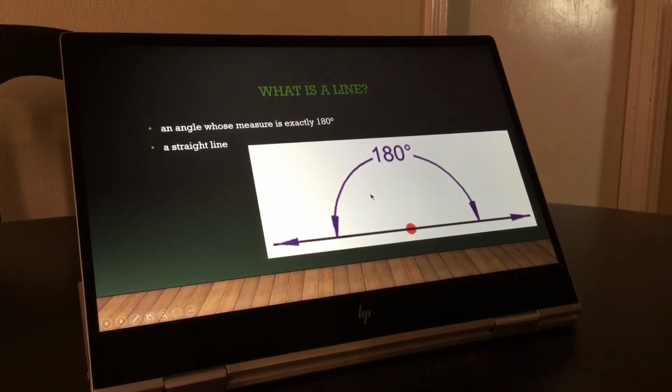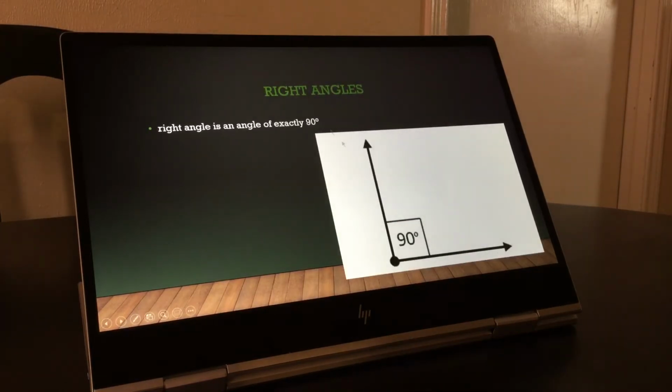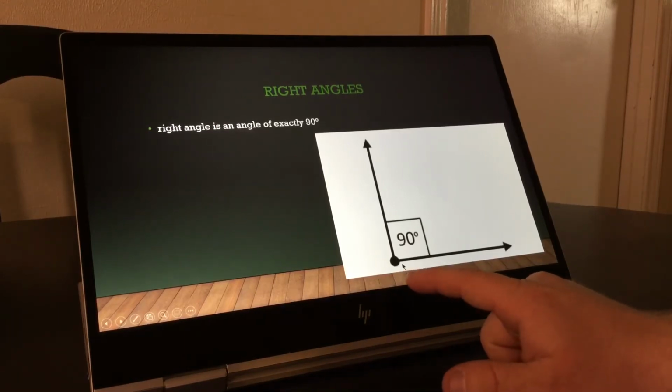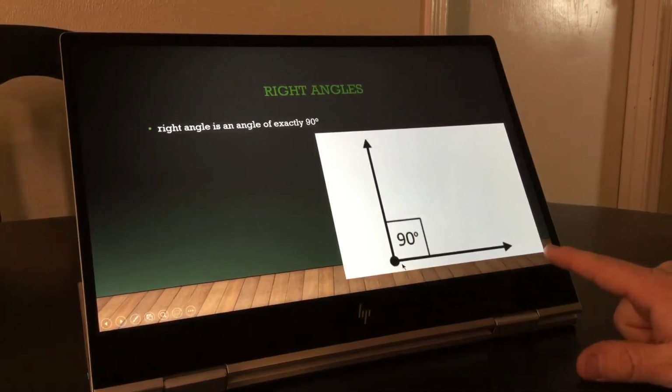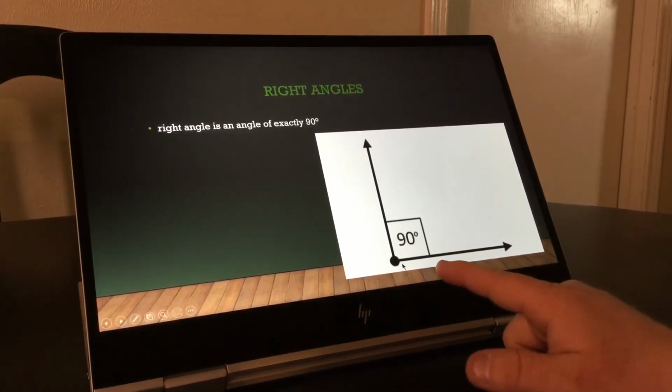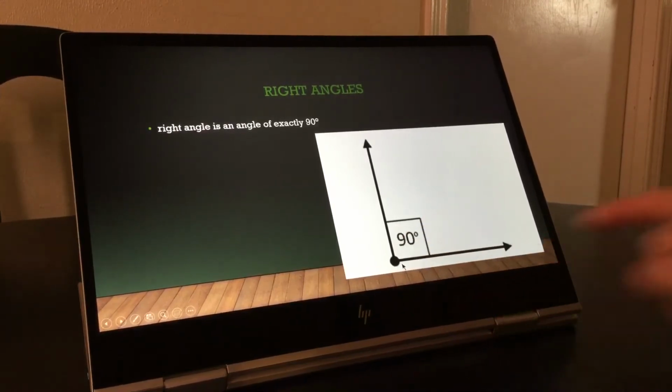So now we have a little bit of a basis. So a right angle. A right angle is an angle that is exactly 90 degrees. So we have our point right here on the screen, and then we have one line coming straight up and one coming straight out to the side. What this does is this creates a 90-degree angle, and these should always be marked with a square box, and that is only for 90-degree angles.